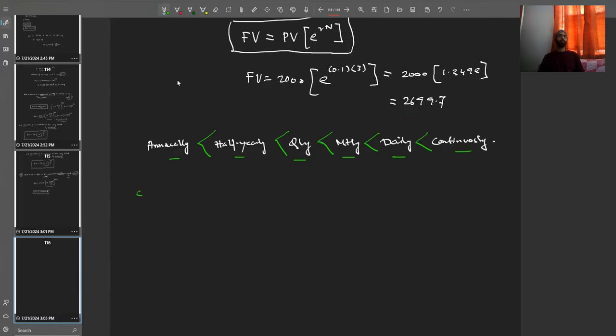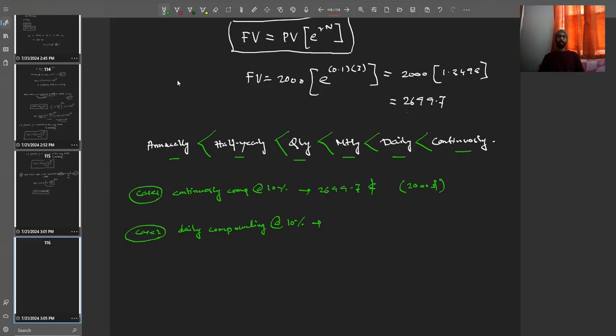Case 1. Continuously compounded at 10%. The value comes to be $2699.7, right? Initial investment was $2,000. Case 2. Let's do a daily compounding. Daily compounding at 10% only.